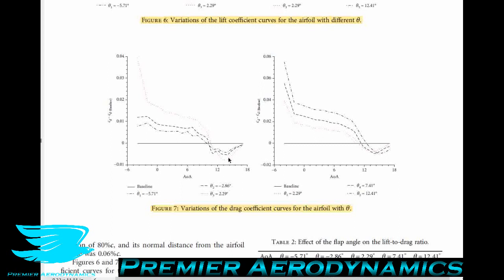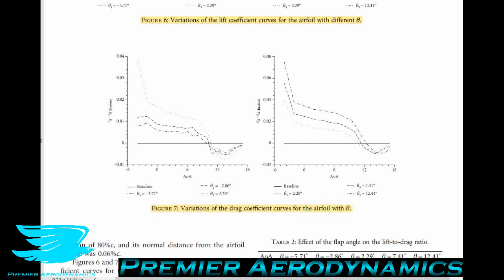So in the pre-stall regime, the flap can be sort of seen as reducing the performance of the airfoil. In the post-stall regime, it's sort of increasing it. So that's often a trade-off that we do have to make sometimes. And if you don't like it, don't use the flap. You can use something else.